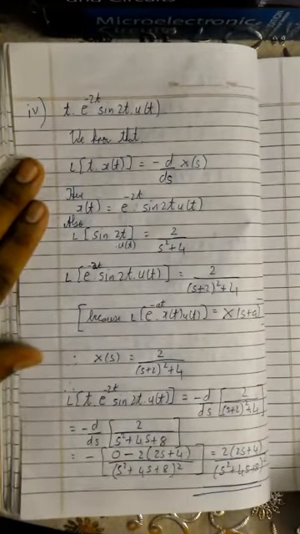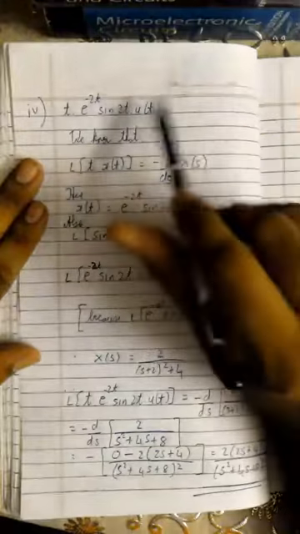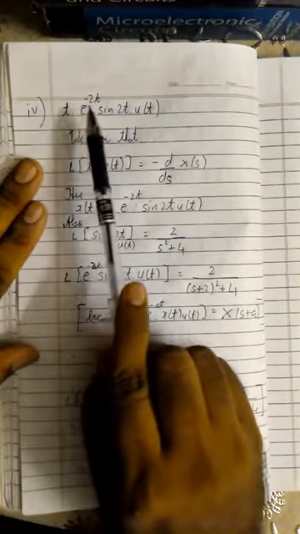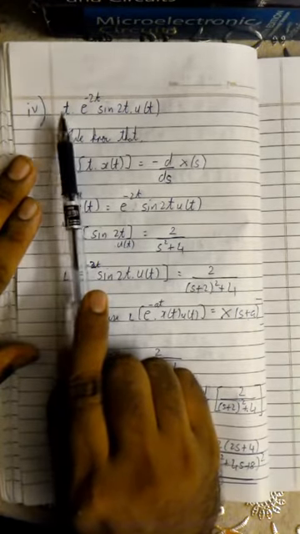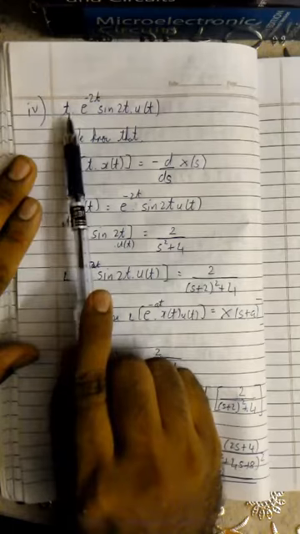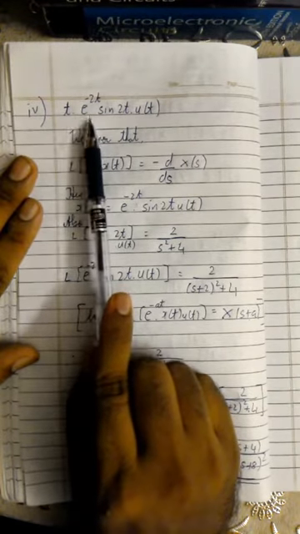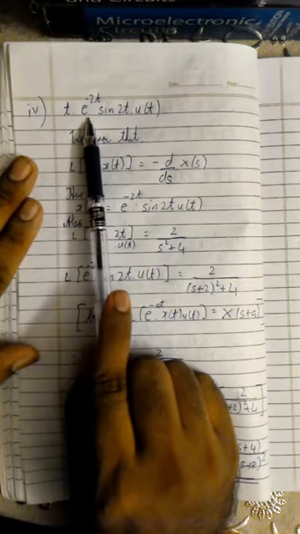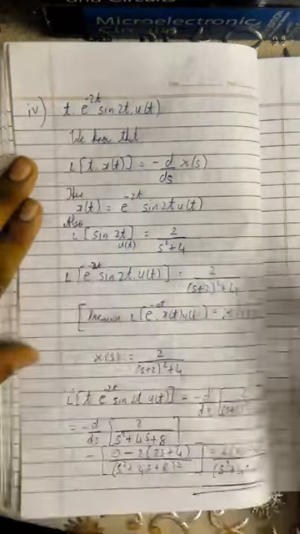From this problem we can understand that you are going to apply two properties. One is the frequency differentiation property, because there is a t over here, and then there is an e over here, so you have to apply the frequency shifting property. So two properties are there in this question.